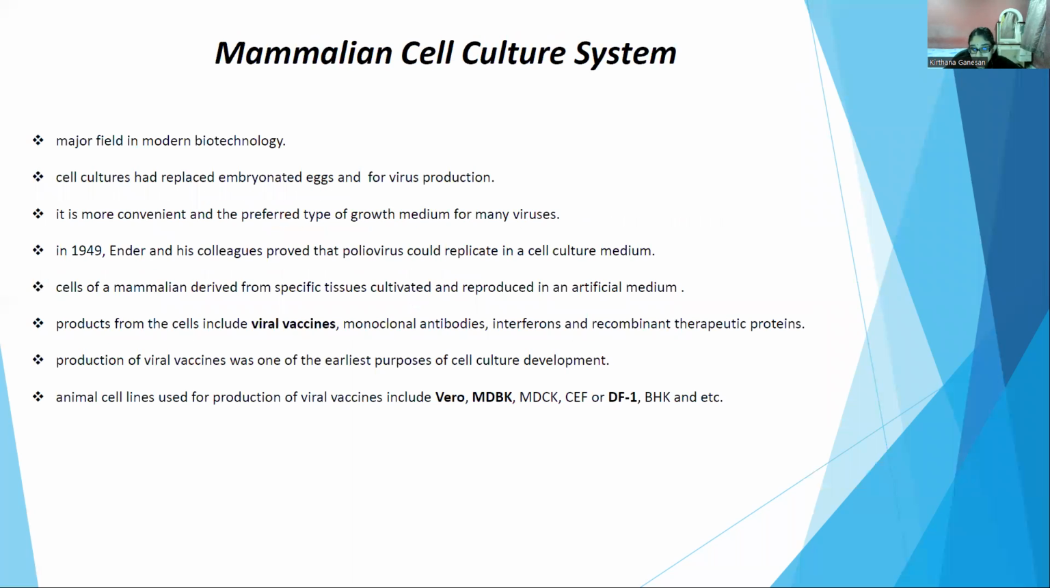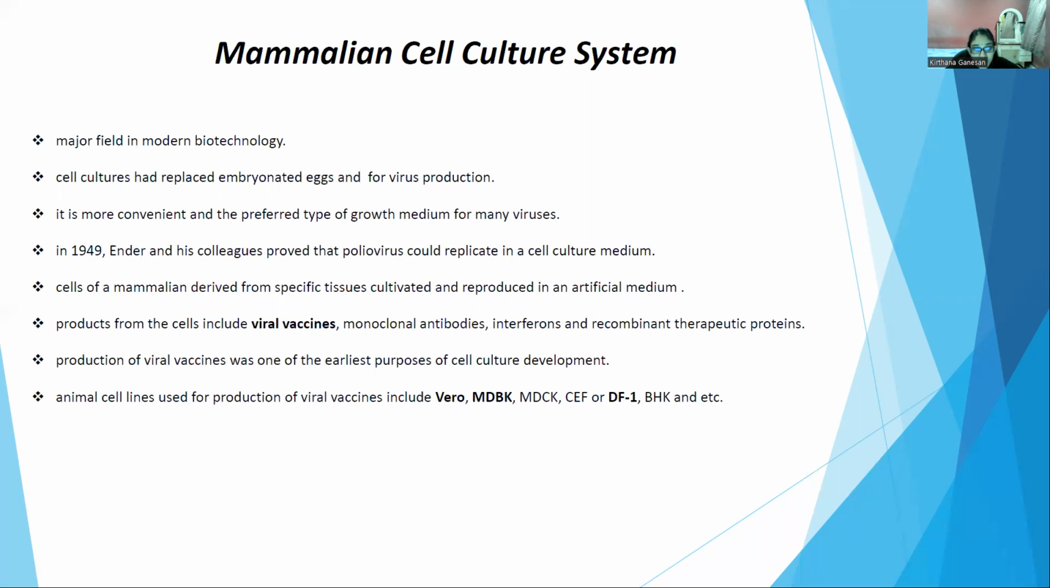Mammalian cell culture is another type of cell culture used for virus cultivation. So it is a major field in modern biotechnology today. Cell cultures have replaced embryonated eggs for virus production. It is more convenient and the preferred type of growth medium for many viruses. In the year 1949, Enders and his colleagues proved that poliovirus could replicate in a cell culture medium.